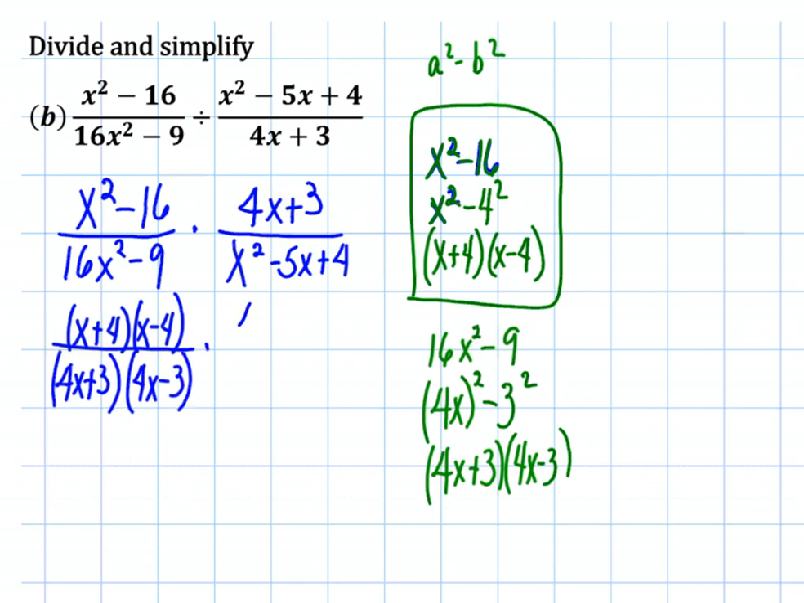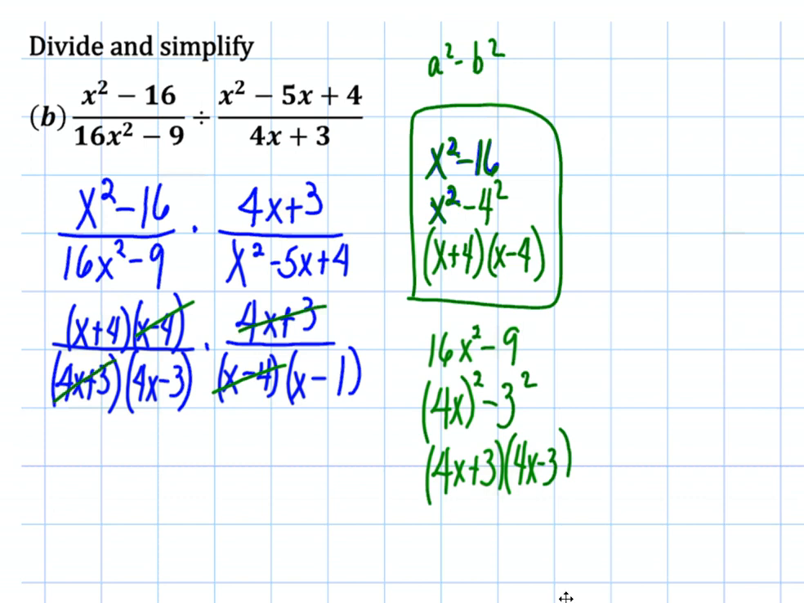Okay, we don't need to simplify the 4x plus 3, but we do need to factor the denominator, and we're going to do that the same way we did the previous problem. We have x. Actually, this is the same as the other one, so we'll put minus 4 and minus 1. Now we can cancel. If I have the same thing in the denominator and in the numerator, I can cancel that. These cancel.